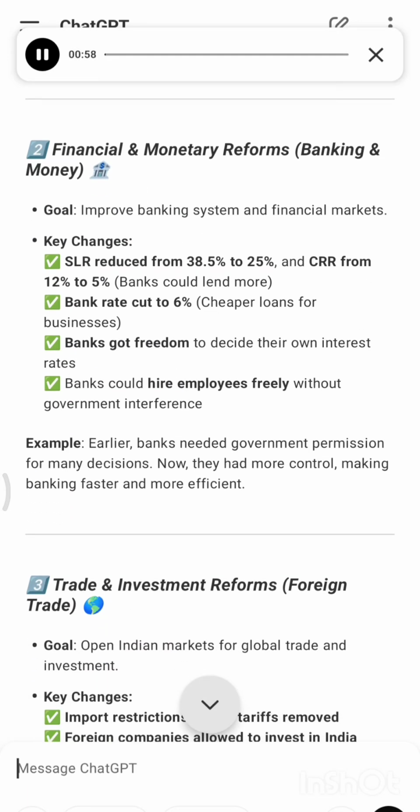2. Financial and monetary reforms, banking and money. Goal: improve banking system and financial markets. Key changes: SLR reduced from 38.5% to 25%, and CRR from 12 to 5%. Banks could lend more. Bank rate cut to 6%, cheaper loans for businesses. Banks got freedom to decide their own interest rates. Banks could hire employees freely without government interference. Example, earlier, banks needed government permission for many decisions. Now they had more control, making banking faster and more efficient.